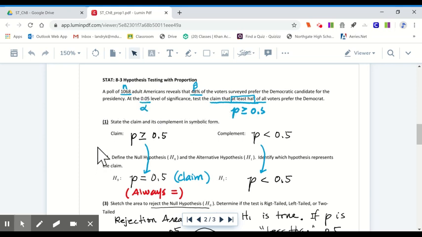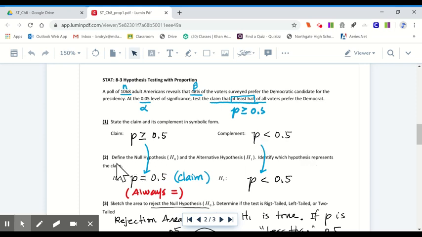So now we go through our steps. The claim is what the claim said: p is greater than or equal to 0.5, 50%. Then the complement is what's left, which is p is less than 0.5. These two have to equal 100% of the events.